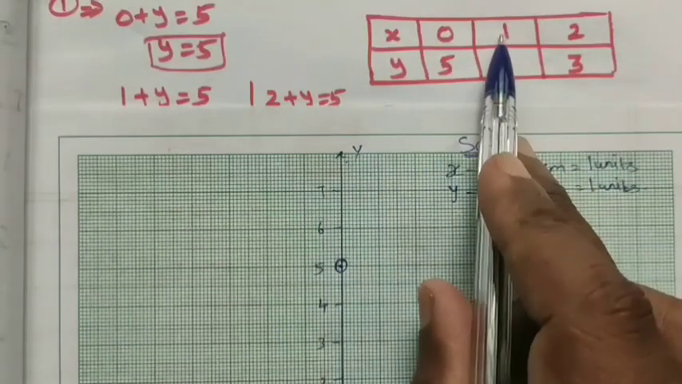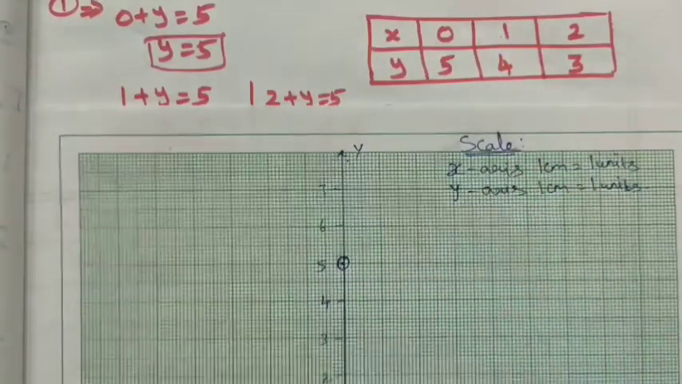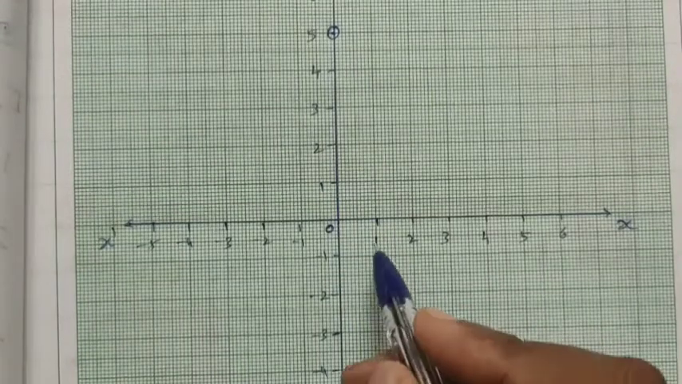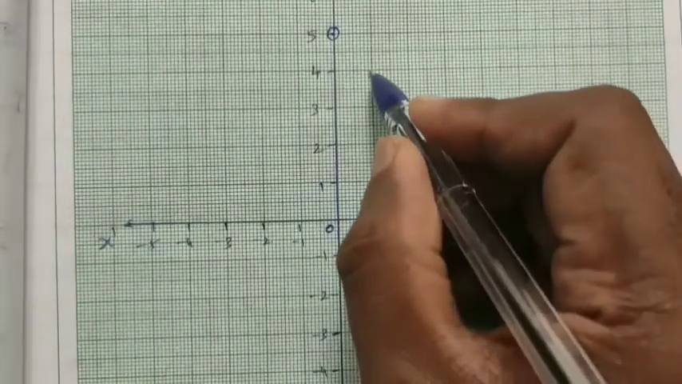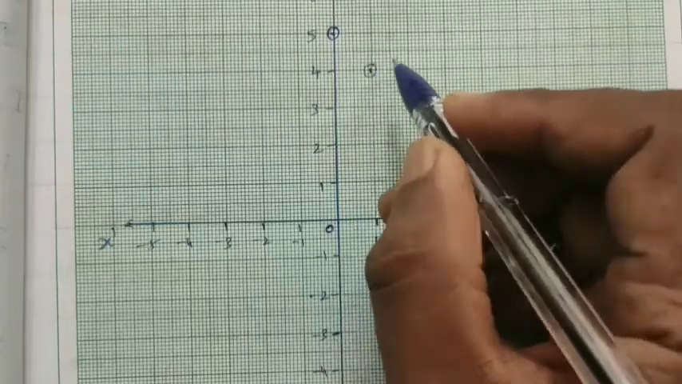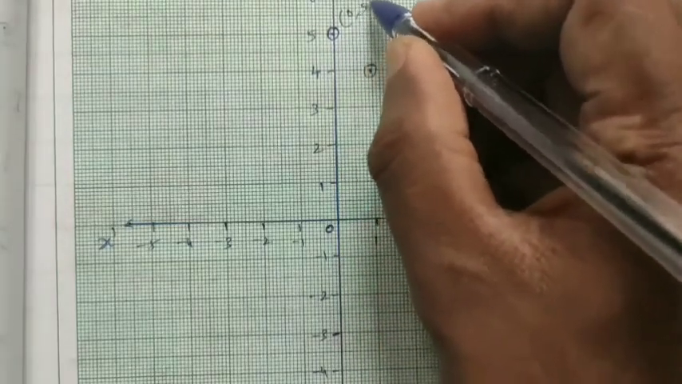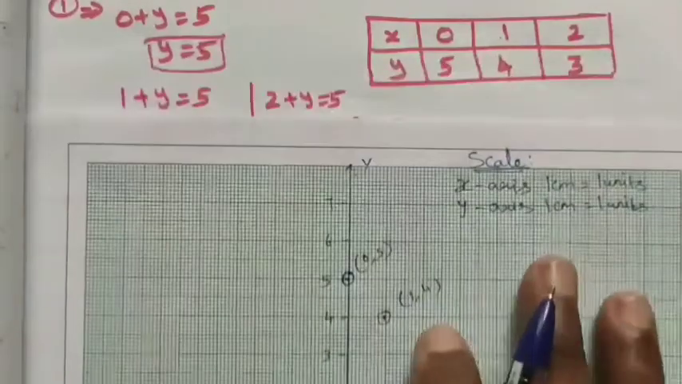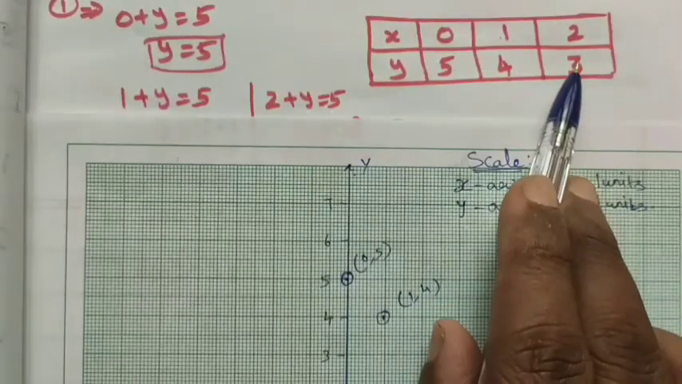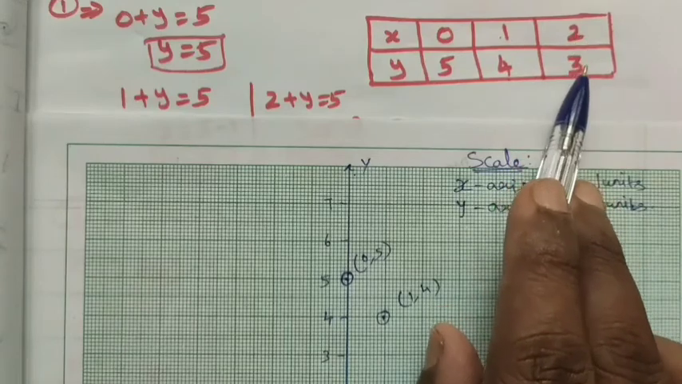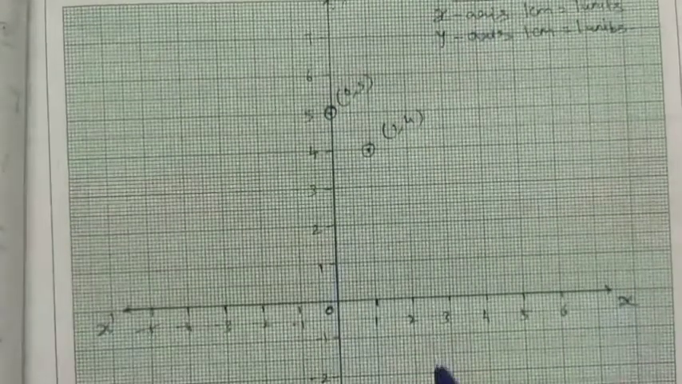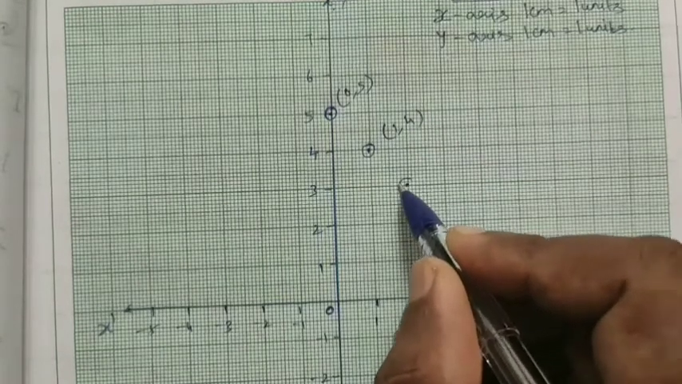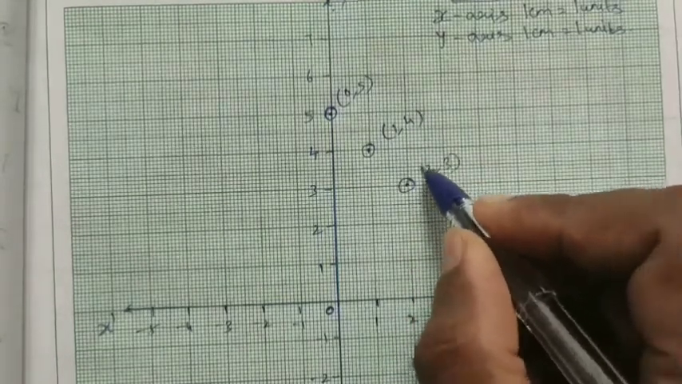Next, x is 1, y is 4, the point lies here. This is the point 0 comma 5, this is the point 1 comma 4, and then the third point is 2 comma 3. X is 2, y is equal to 3, so this is the point 2 comma 3.